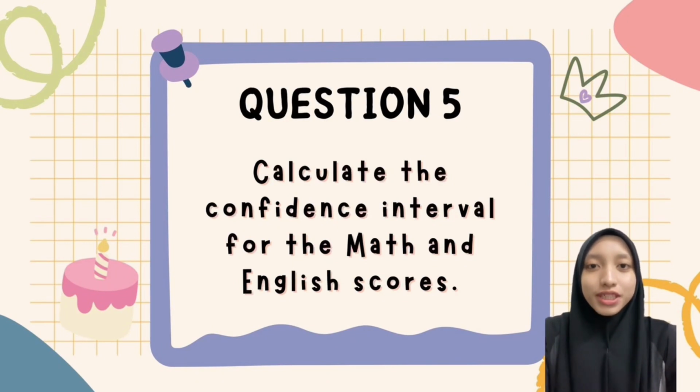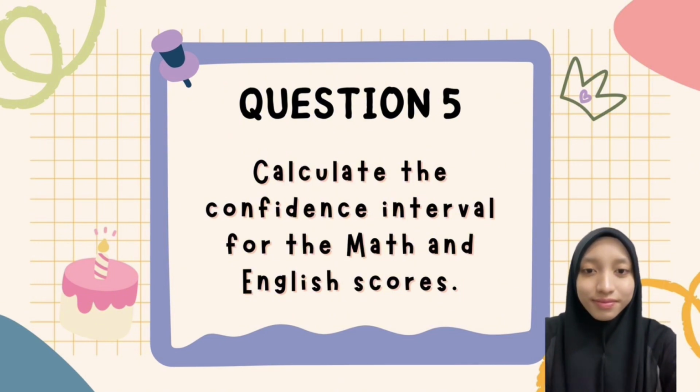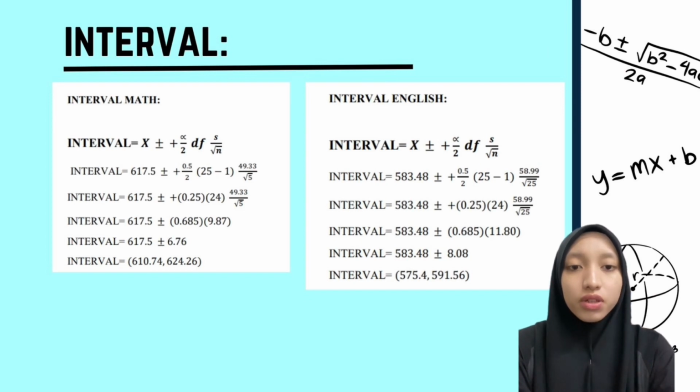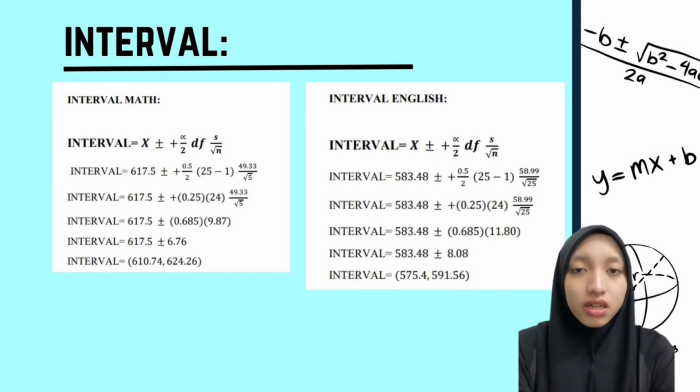Hi, my name is Normanina Peter Abdul Karim and my matric number is H21A2363. So my part is question 5, calculate the confidence interval for the math and English scores. So this is my calculation for the interval for math. From the calculation, I got 610.74 to 624.26. The interval for English is 575.4 to 591.56.